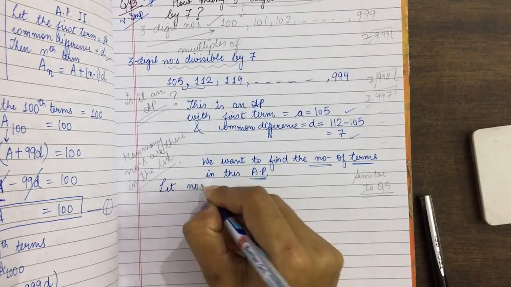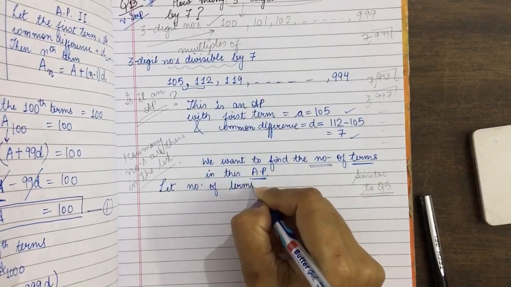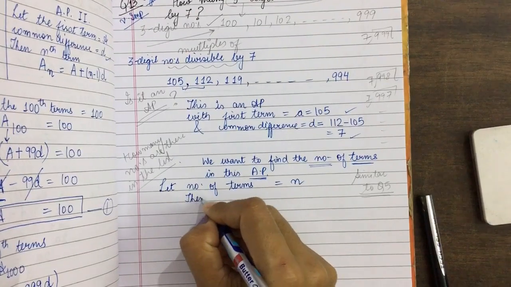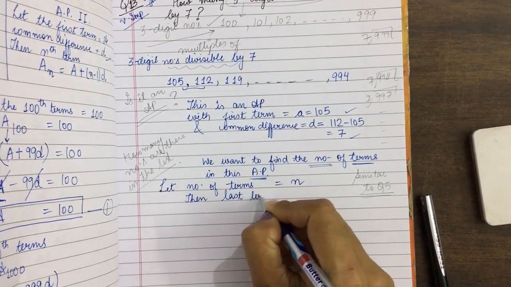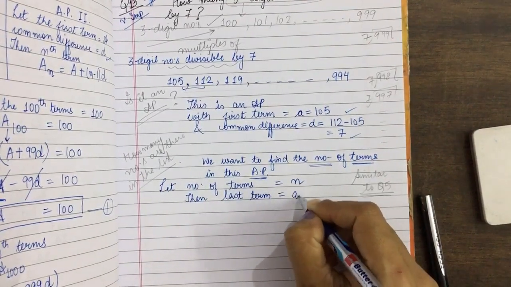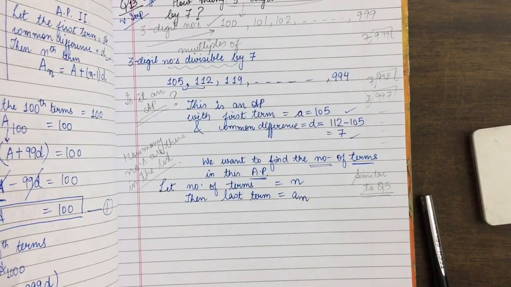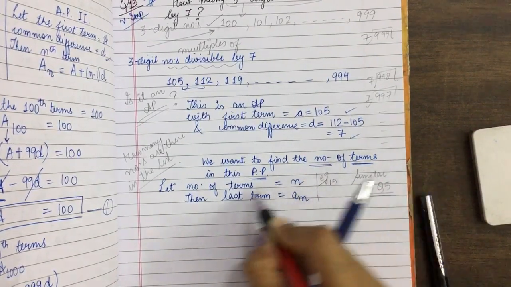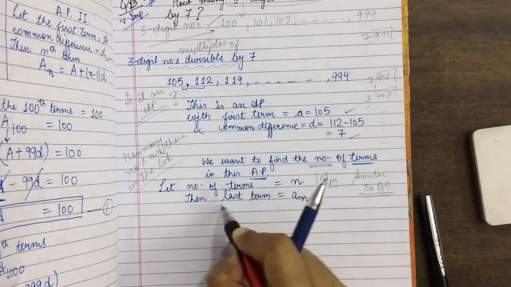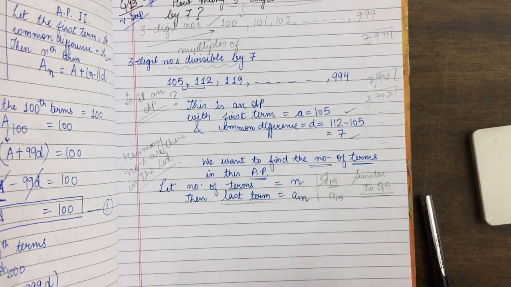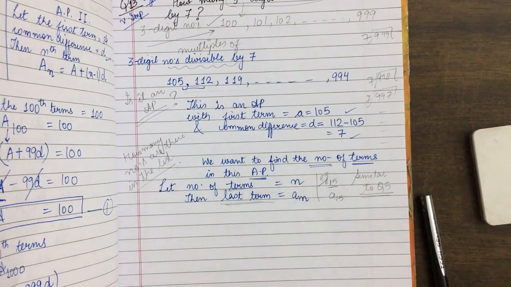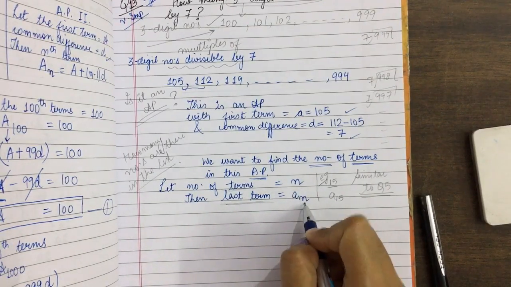So let the number of terms be n, then the last term will be an. Once again, if I say there are 15 terms, the number of terms is 15, then the last term will be a15, the 15th term. Since I don't know how many terms there are, I've taken it as n. The last term will be an.